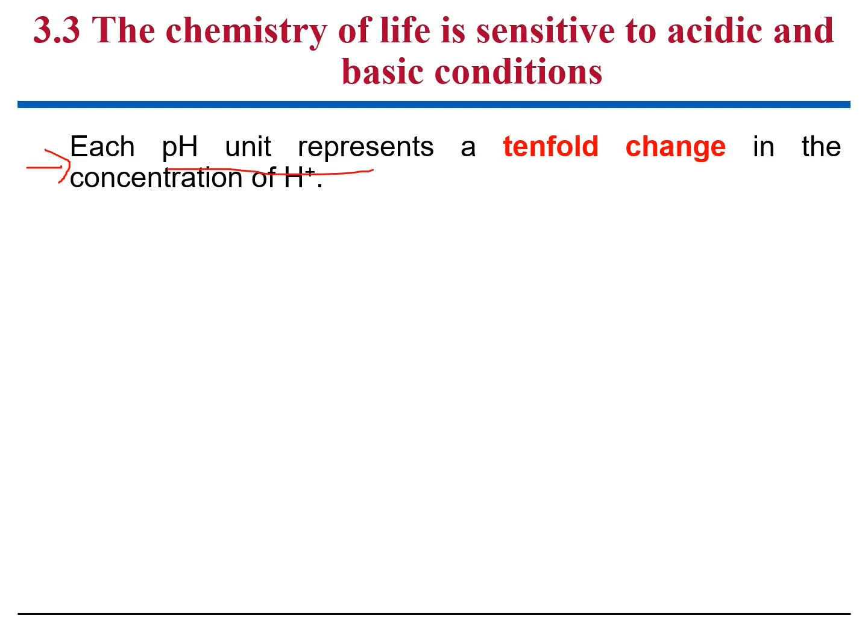Each pH unit represents a 10-fold change in the concentration. So if you go from a 7 to an 8 in pH, the difference here is not one hydrogen of concentration, it is a 10-fold change. So this one will have 10 times more, and this one 10 times less, and at 9, relative to pH 7, it will have 100 times less, and at 10 it will be 1,000.